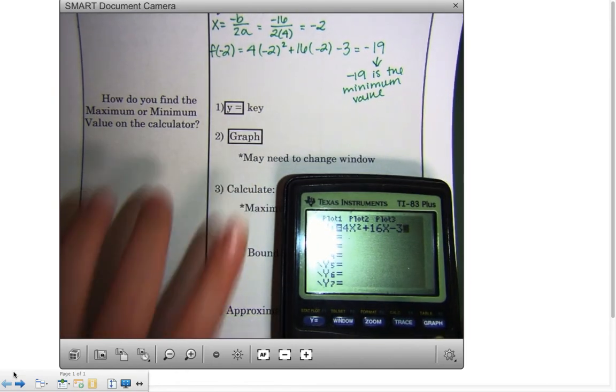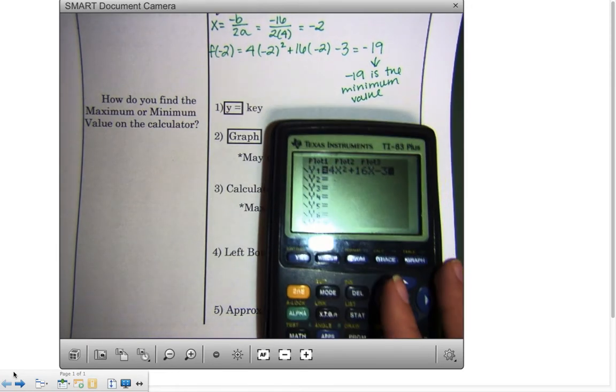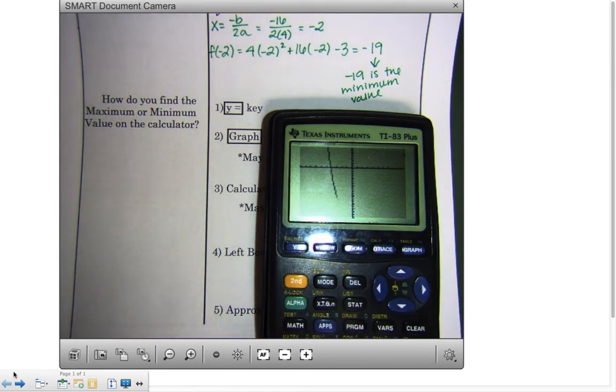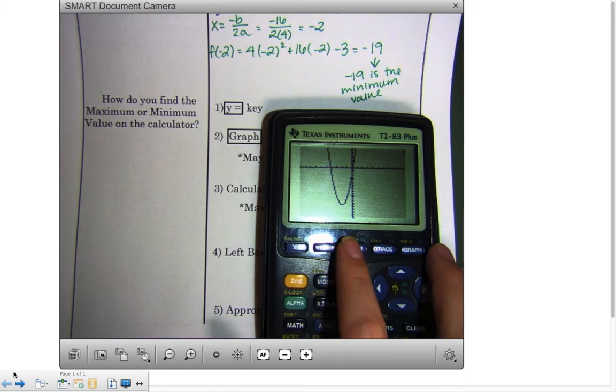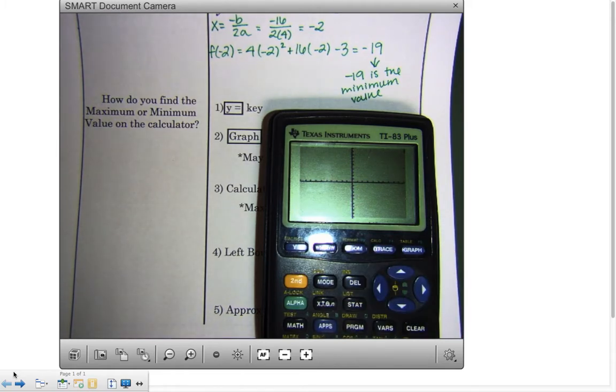Step 2 says to graph, but you may need to change the window. So I'll show you what that means. I already changed the window, so yours will look like this. Zoom 6 to get this one. Notice you can't see the minimum.